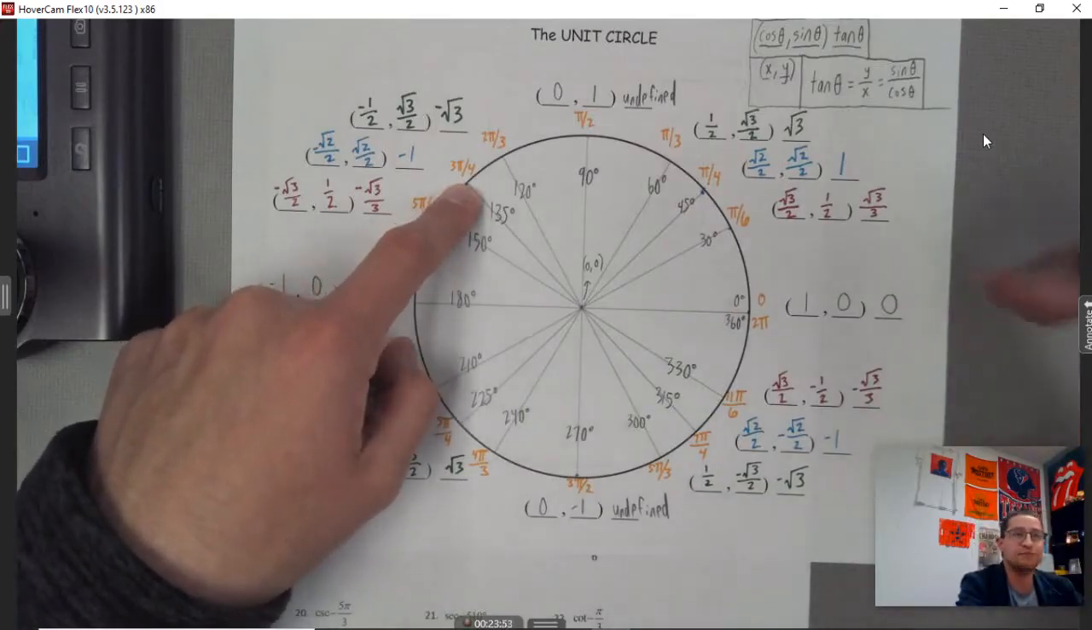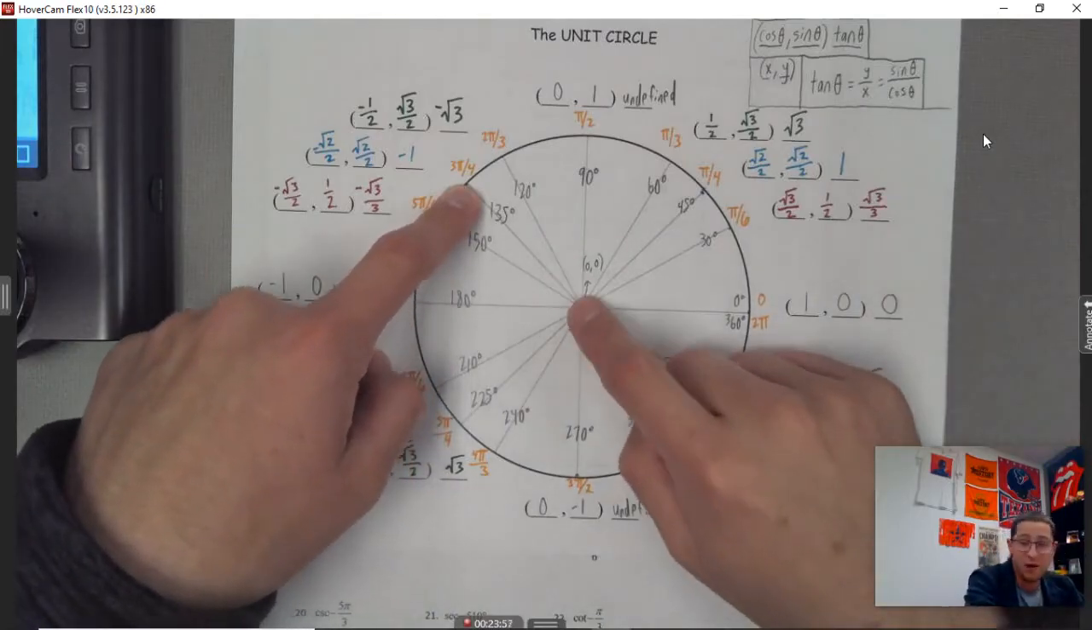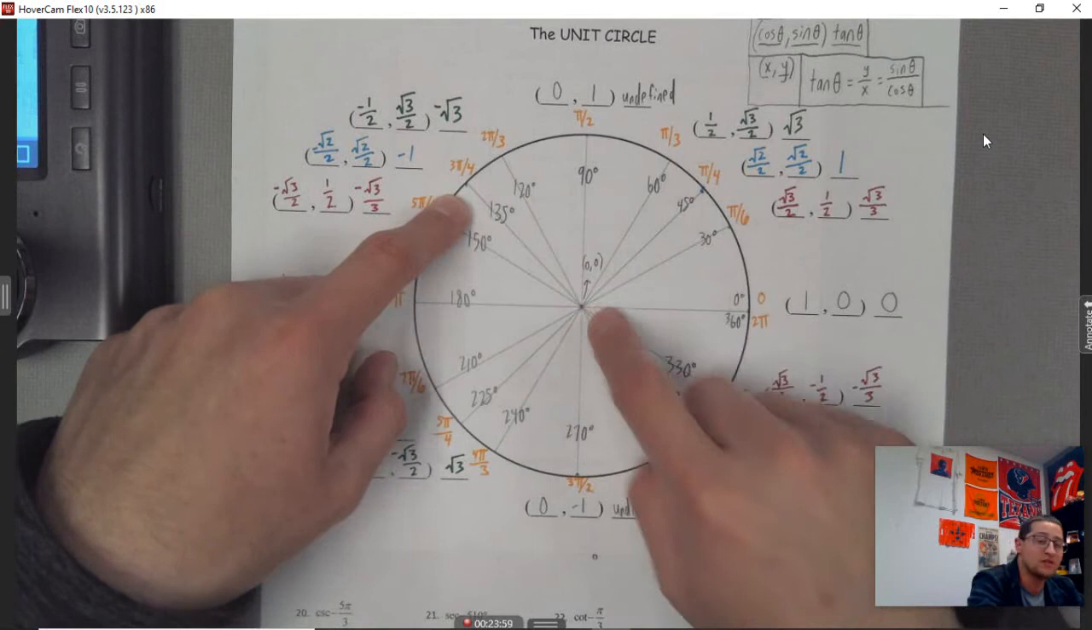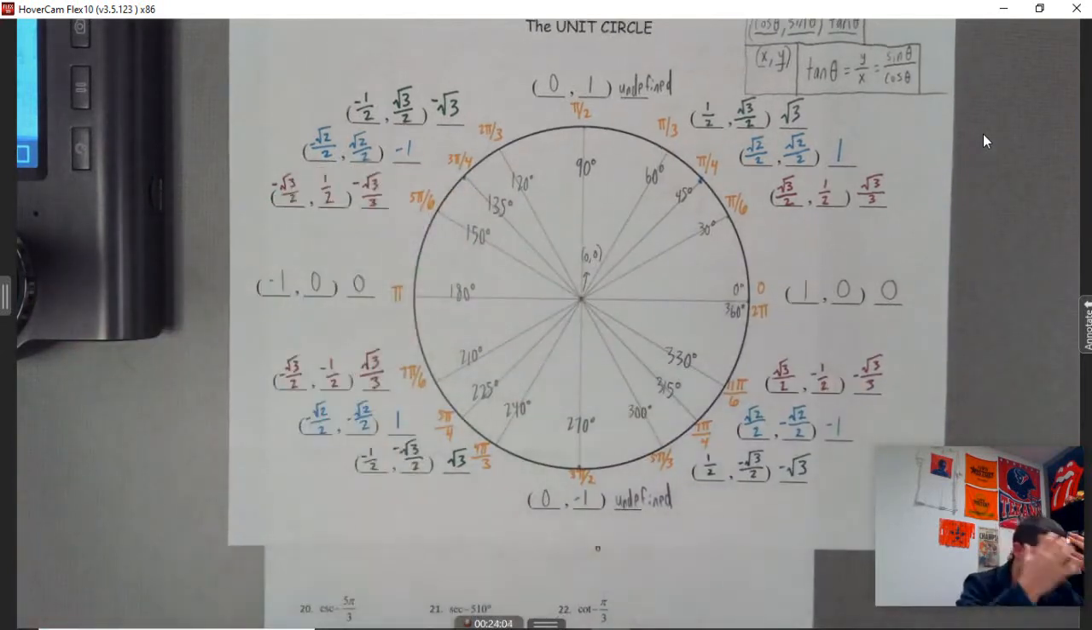Well, if it was sine, that's my y. Okay, so what's my y there? Well, my y would have to be positive. I know it's one of those ones that's a 45, so I know it's the square root of 2 over 2. Okay, that's the process, that's the visualization that has to take place in your brain.